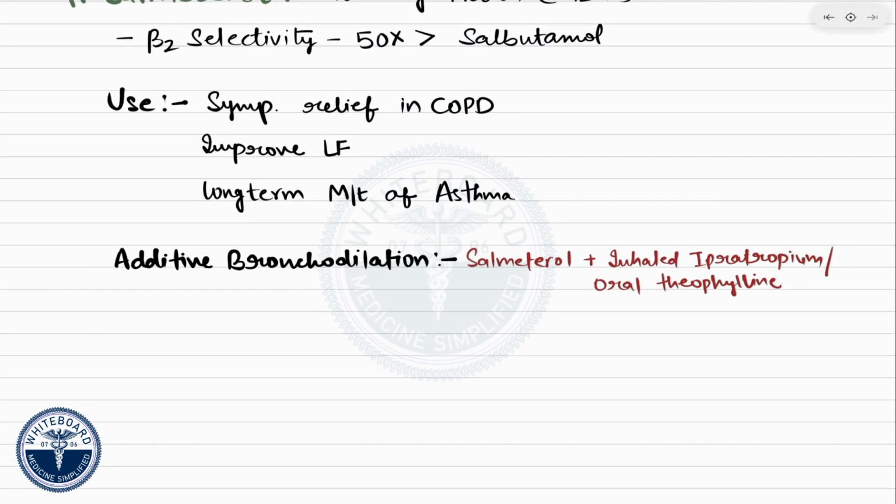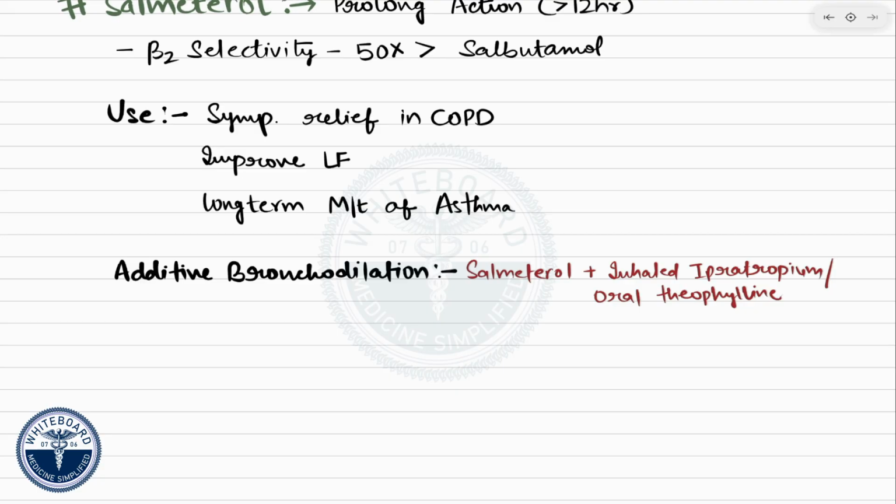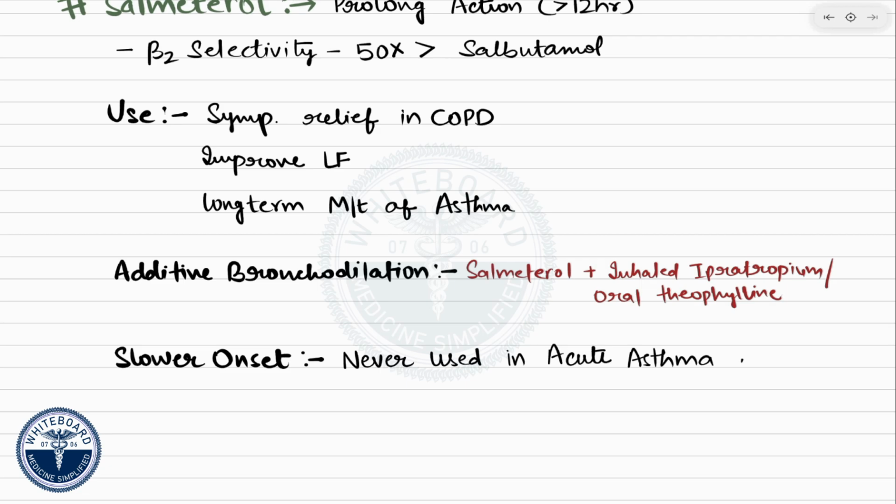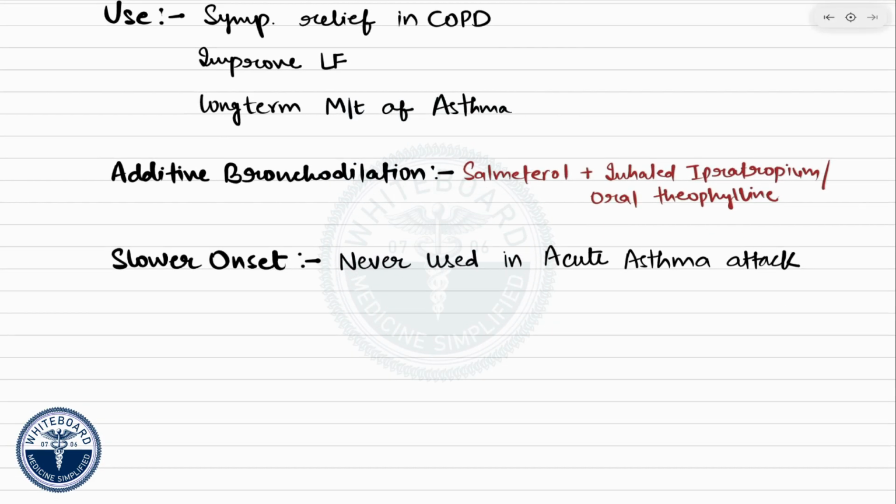However, despite being inhaled, Salmeterol has a relatively slow onset of action. Therefore, it should never be used for the rapid relief of an acute asthma attack or sudden bronchospasm. In such situations, a short-acting beta-2 agonist such as salbutamol should be used because it acts within minutes.